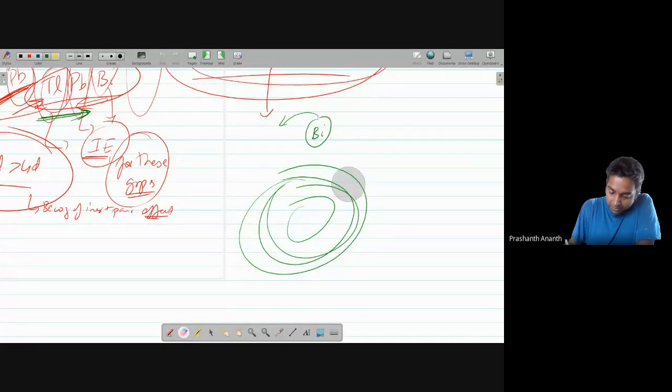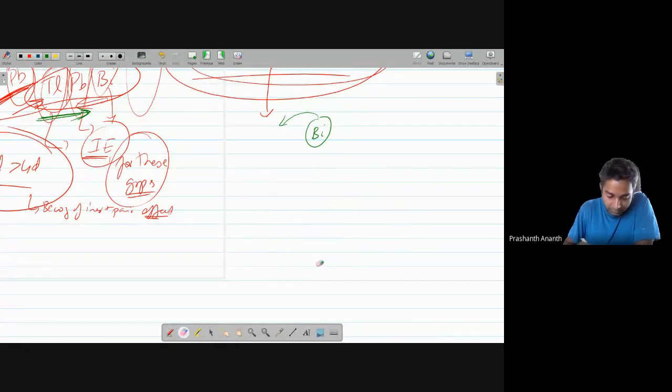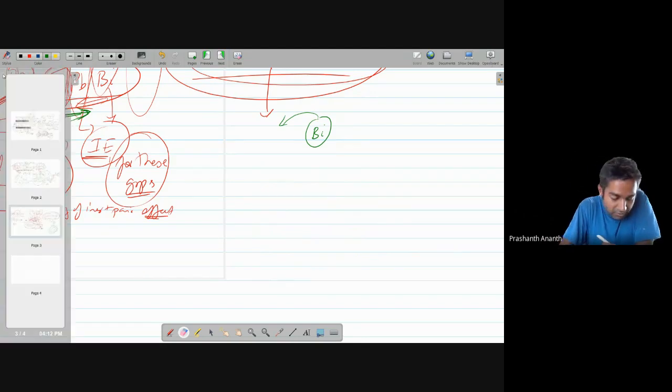Oh crap. Okay, chalo. There should be some shapes on this.